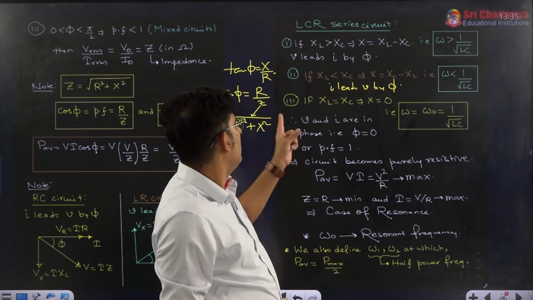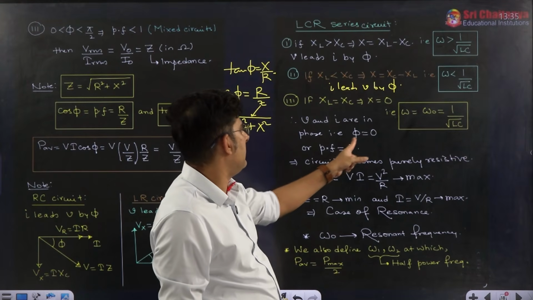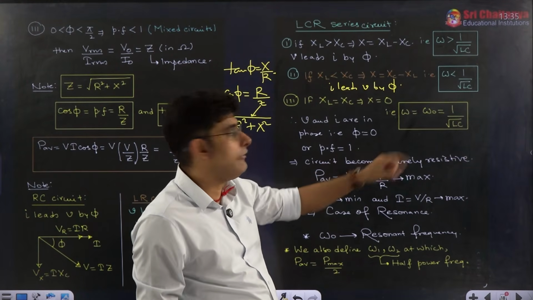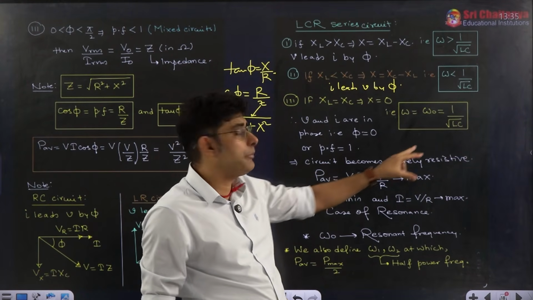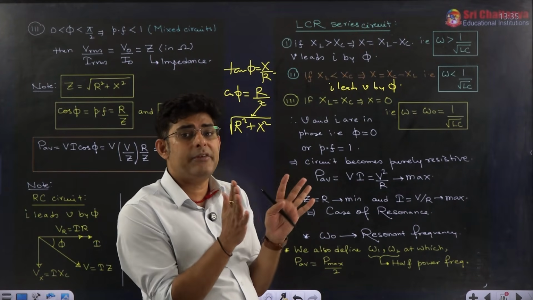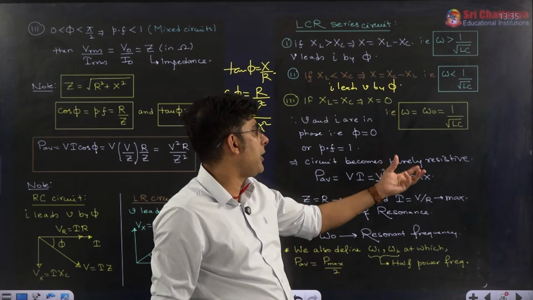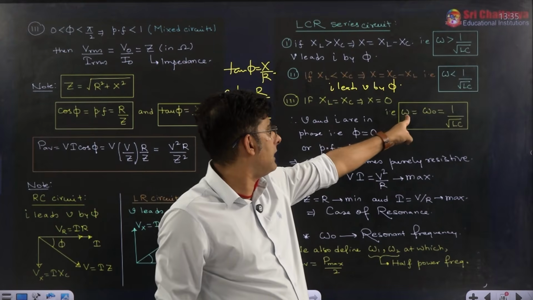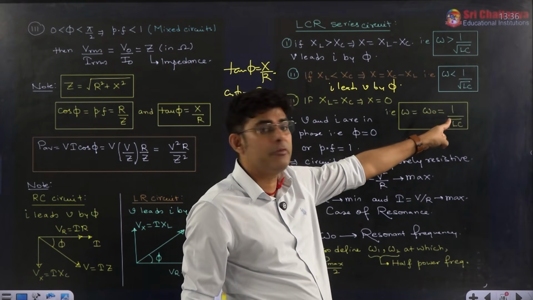X becomes 0, voltage and current will come in phase, that is, power factor will become 1, phi will become 0, and the circuit will become purely resistive. Even though inductance and capacitance are there, their effects cancel each other, and the circuit becomes purely resistive. This will occur when omega becomes equal to omega naught, 1 by root LC.